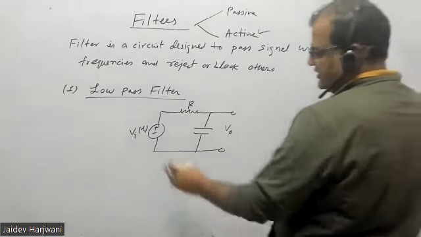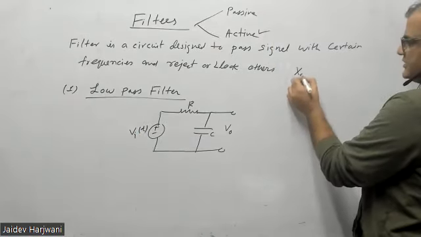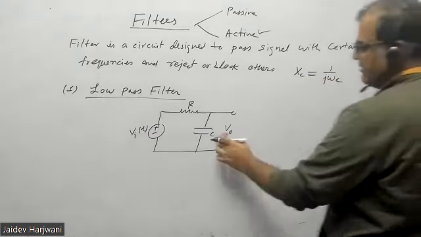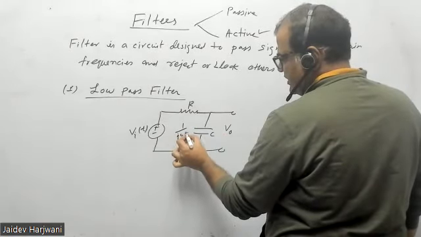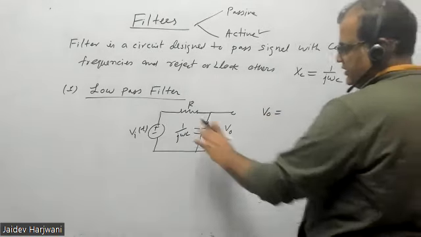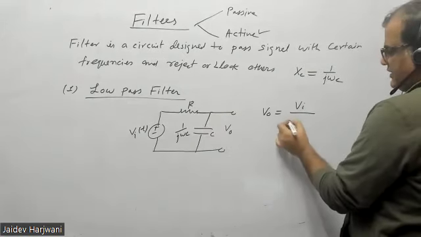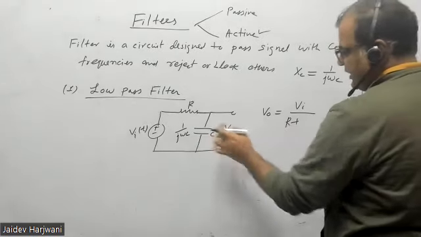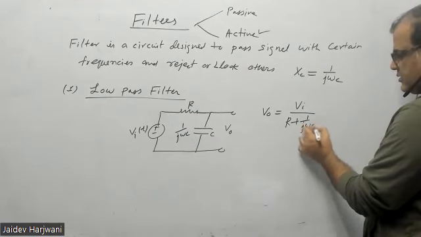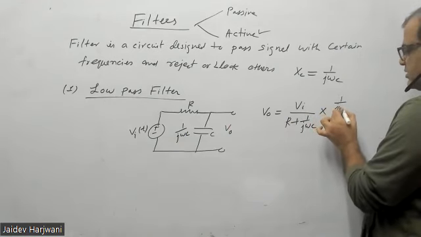Whenever we have an AC source, a time dependent source, and this is a capacitor, the capacitor reactance XC is equal to 1 upon j omega C. So you have to replace this by 1 by j omega C. Now if you want to find the voltage, these two are in series. The total voltage is V input, the resistance is R, and the impedance of the capacitor is 1 upon j omega C. I'm taking the voltage across the capacitor.